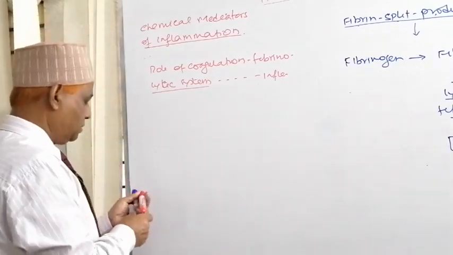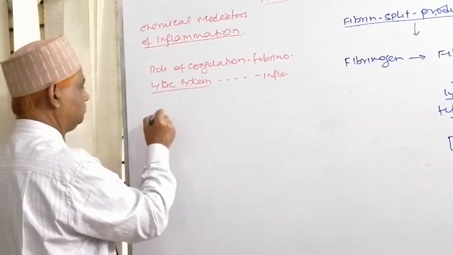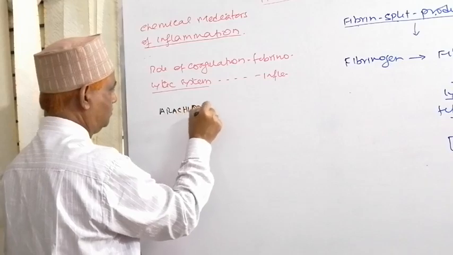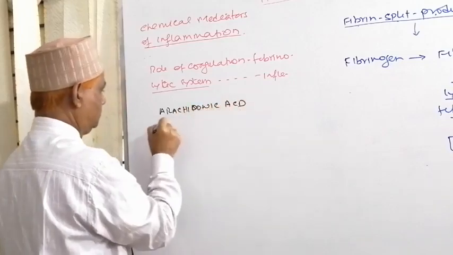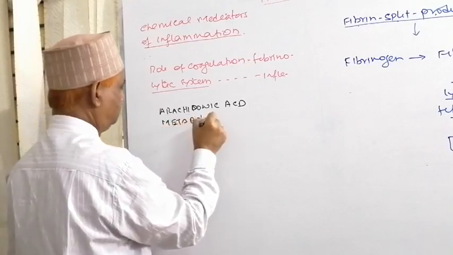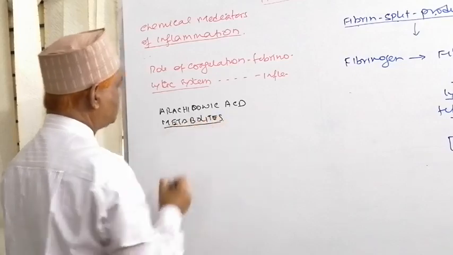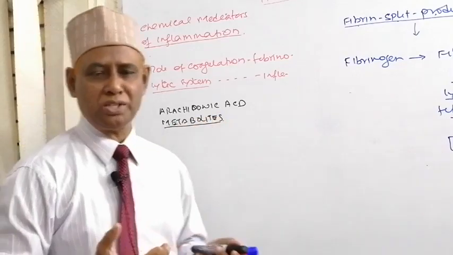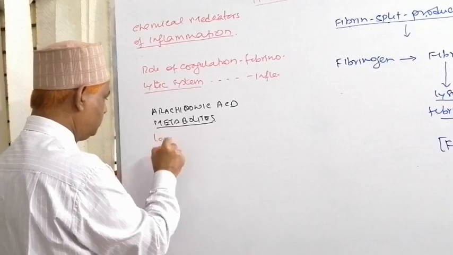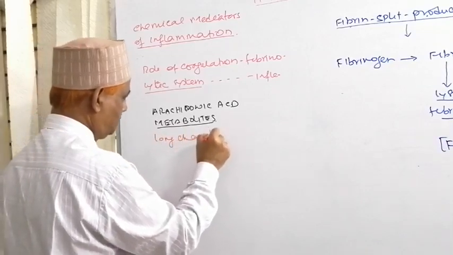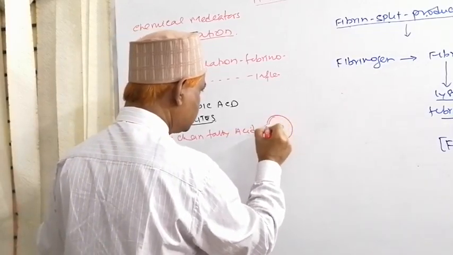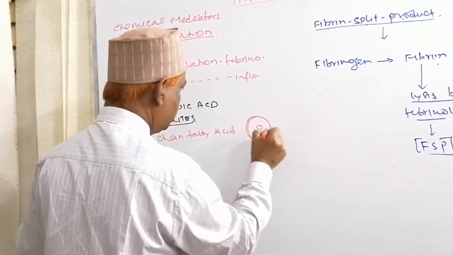Now come to arachidonic acid metabolites. Dear audience, you know, arachidonic acid is a long chain fatty acid and it is present in cell membrane.